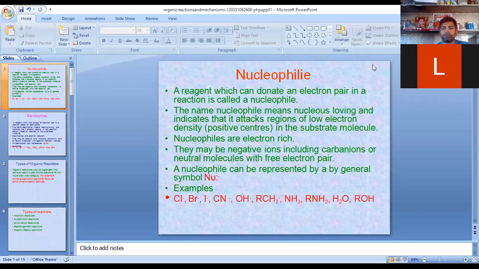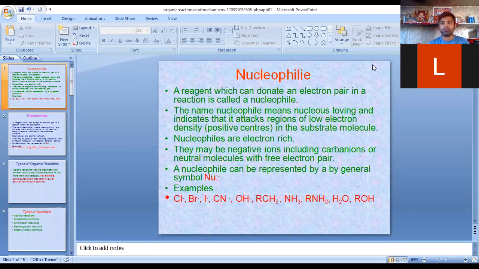Okay, students, today's topic is electrophilic and nucleophilic addition reactions. So before going to the main topic, we'll again discuss what are nucleophiles and what are electrophiles.